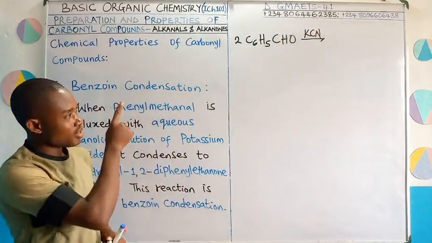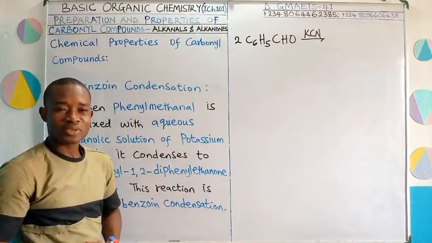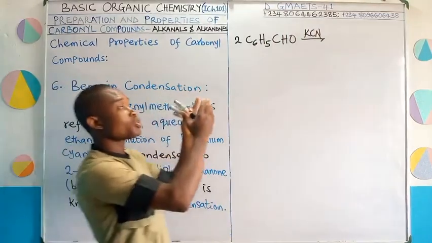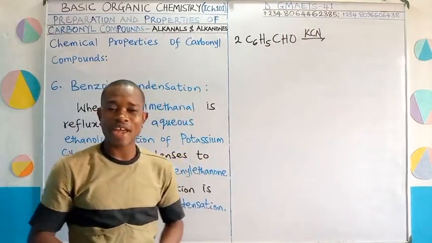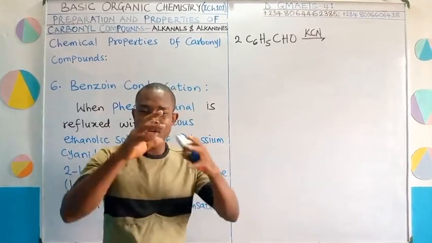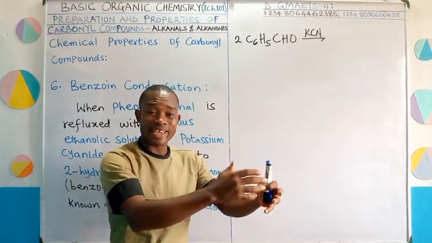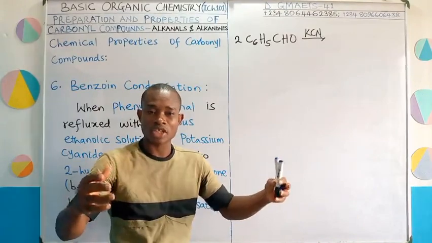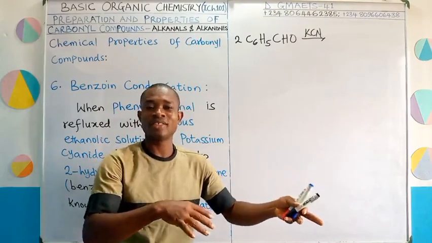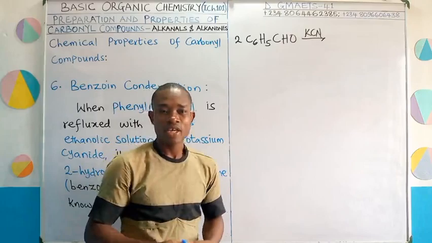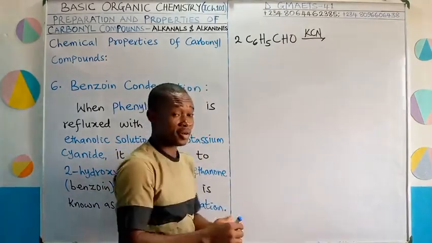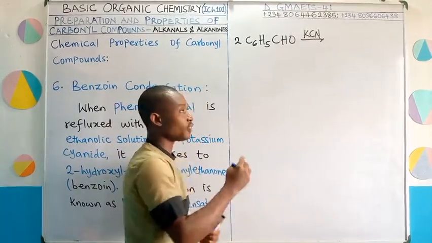Alright, so this is phenylmethanol. 2 molecules of it. What happens to give us 2-hydroxyl 1,2-diphenylethanol is much similar to the pathway that was taken when dealing with aldol condensation in the formation of aldols and ketones. Okay, so I'm going to quickly show you on the board here how the product forms.